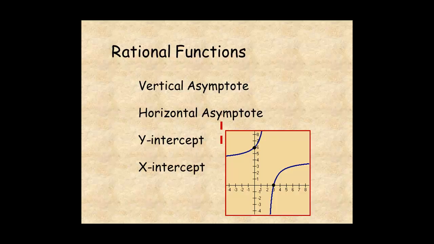Vertical asymptote is a vertical line where the function is not defined. The graph curves up or down as it approaches its VA. The horizontal asymptote is a horizontal line that the graph approaches away from the VA, curving down from above or up from below. The y-intercept is where the graph crosses the y-axis, and the x-intercept is where the graph crosses the x-axis.